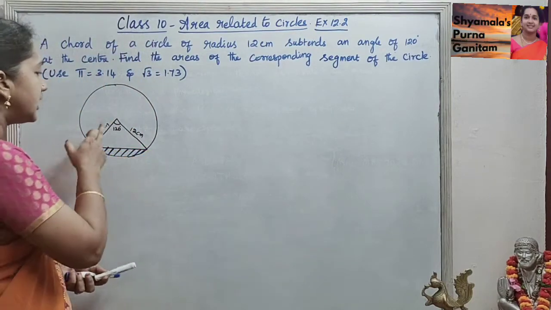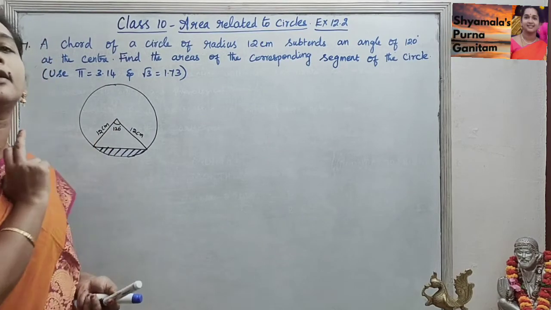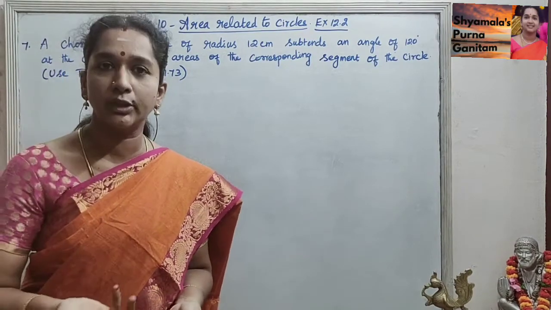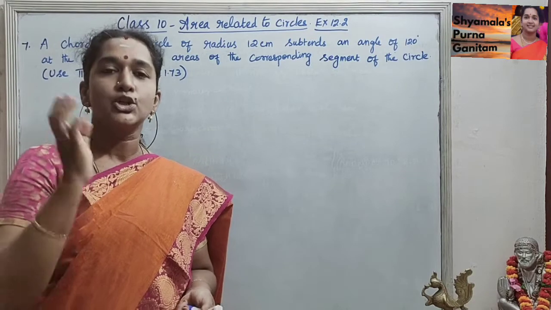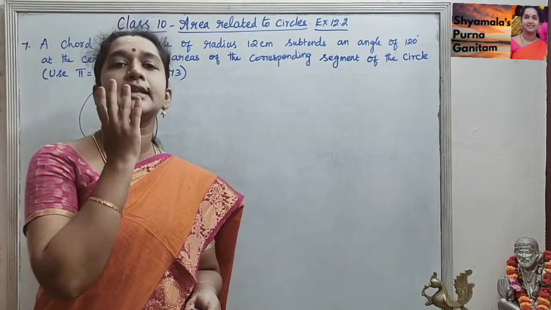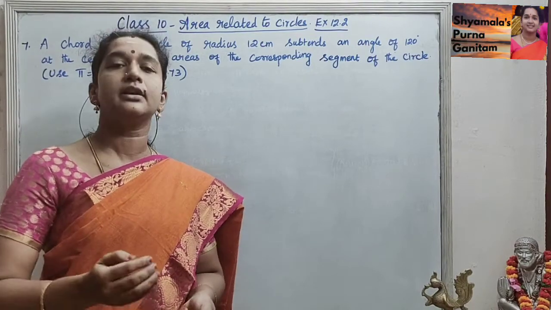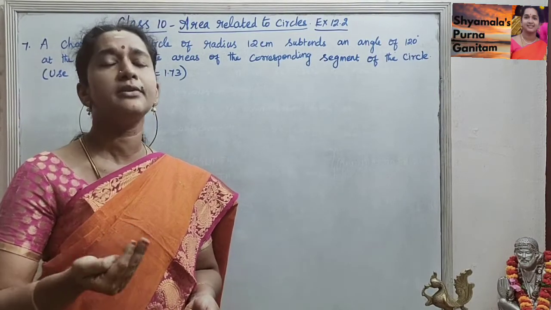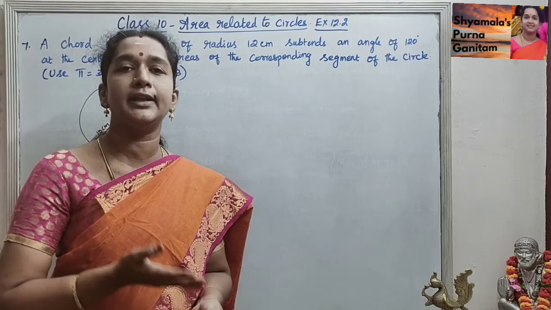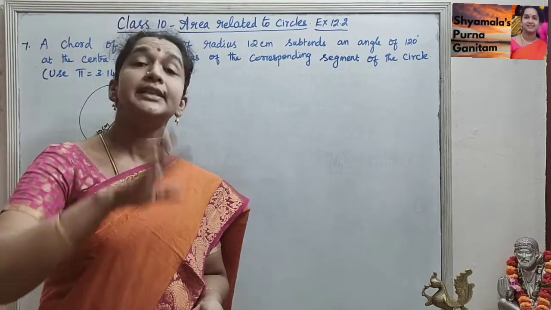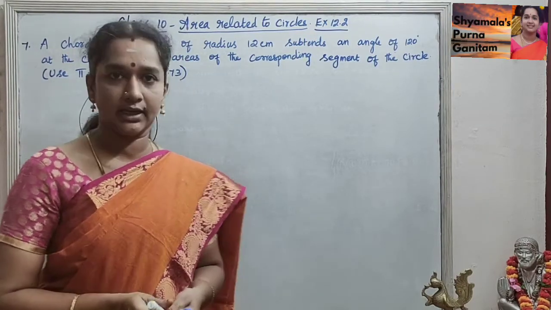But here in this question it is given as 120 degree. So we don't know the base, we don't know the height also. So we will be finding the base and height of this triangle using trigonometric ratios, 30 degree, 60 degree, like that. With the help of that, we will find the base and the height. Then we will find the area of the triangle.